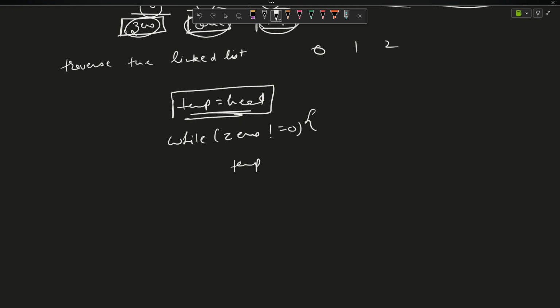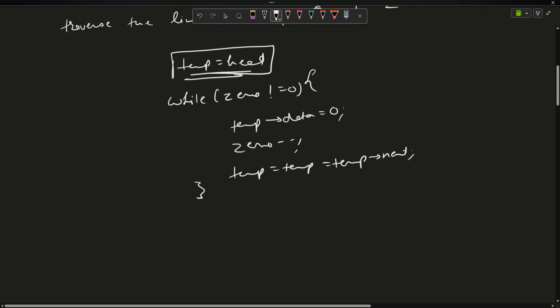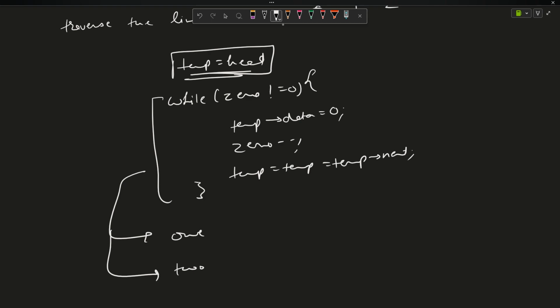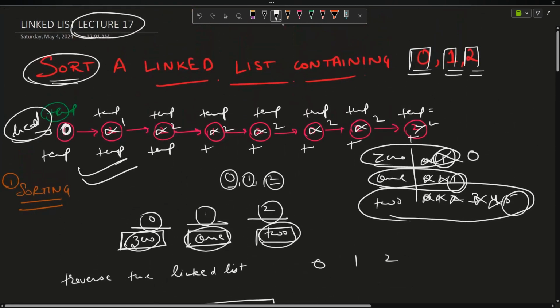I will say temp's data equals 0, because we used a 0, so we do 0 minus minus, and temp equals temp next. Similarly for 1, the same loop for 1 and the same loop for 2, but they will occur in sequential order. This will be the first loop, this will be the second loop, and this will be the third loop, right? And you will actually get the sorted linked list.